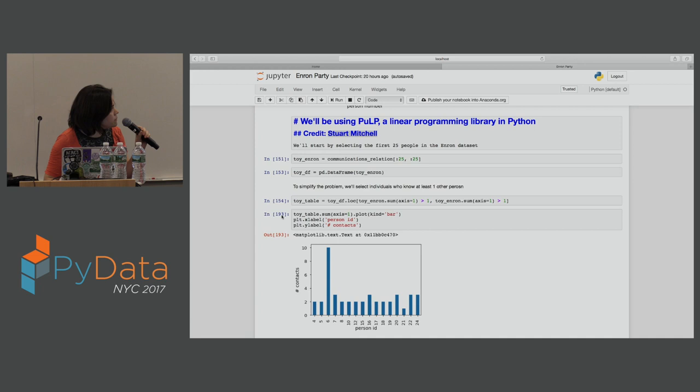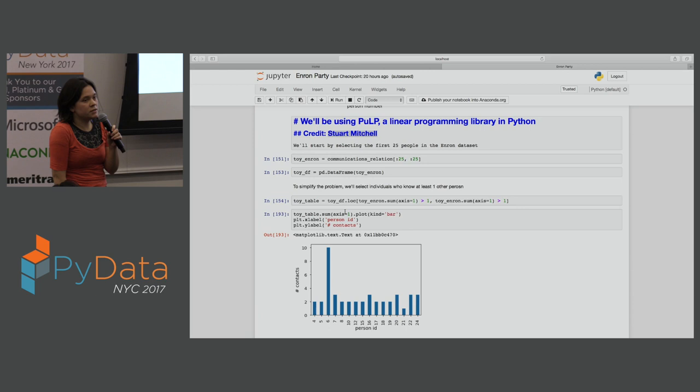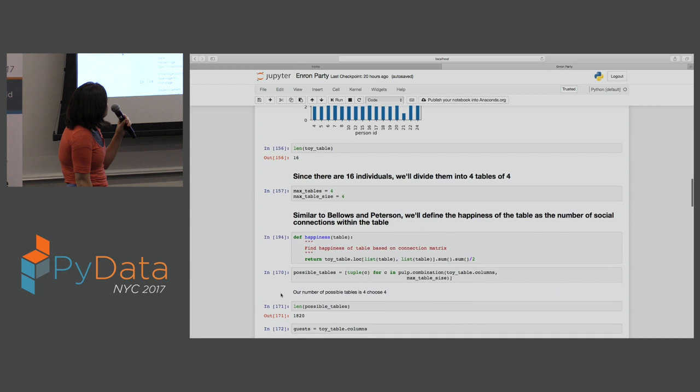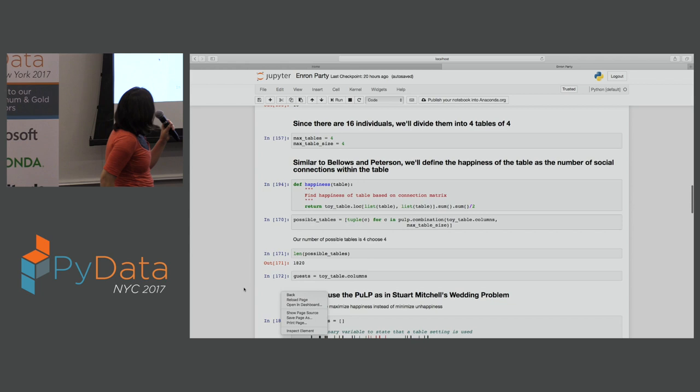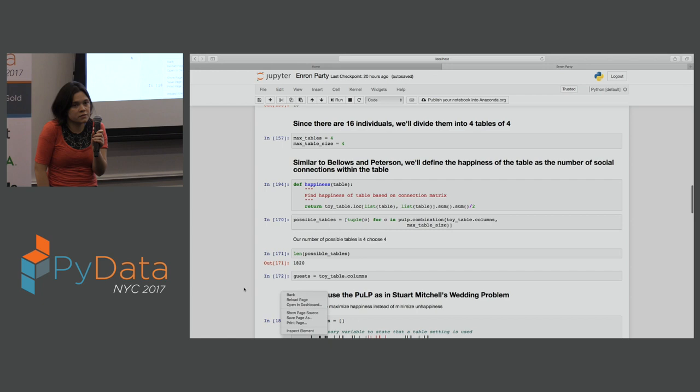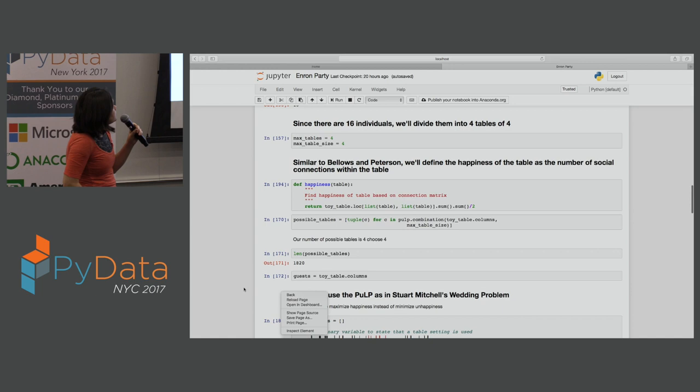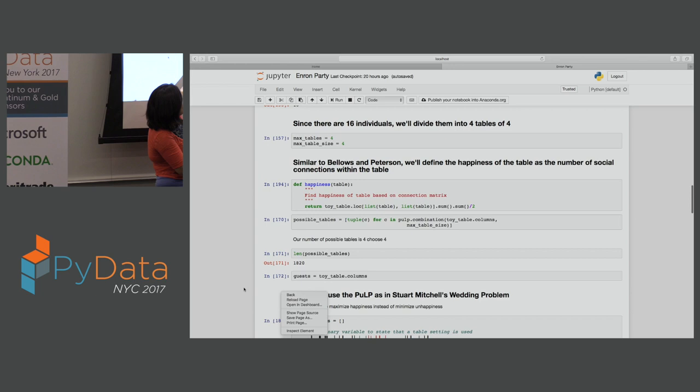And I'm going to take a different distance metric from Mitchell's tutorial, and I'm going to use instead the Bellows and Peterson metric, which is the happiness of the table defined as the number of social connections within that table. So I'm taking the table, summing up the number of trues and dividing by two because the matrix is symmetric. Now I've enumerated the possible tables, so this is 16 choose 4, and there are a little over 1,800 possible tables.